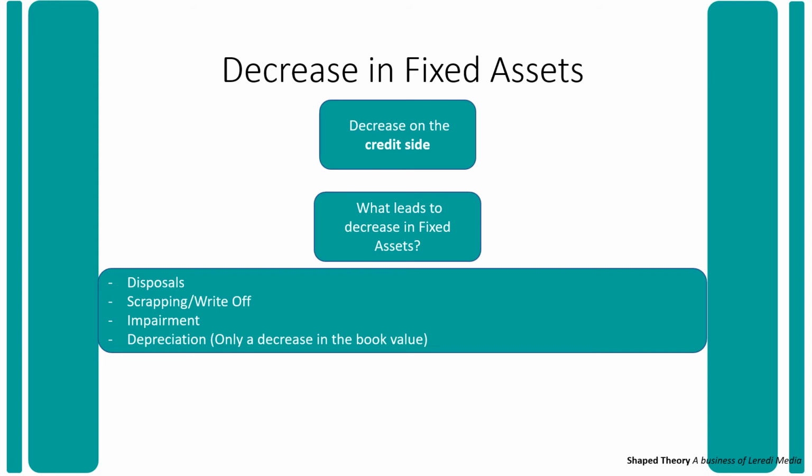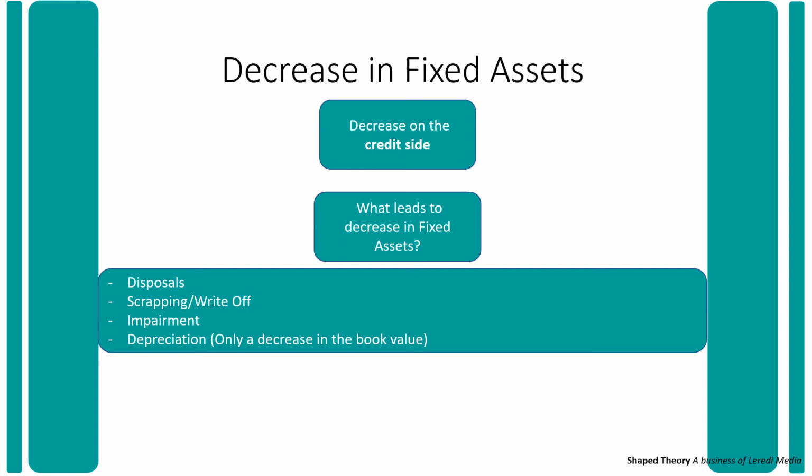We also have the third one as impairment. With impairments, you have accounted for a fixed asset at a certain value, but you realize that the actual economic value of this fixed asset is way less than what you've accounted for. In that regard, you will have to decrease the value of the fixed asset that you accounted for to the actual economic value, and that leads to a decrease in fixed assets. That process we call impairment of fixed assets.